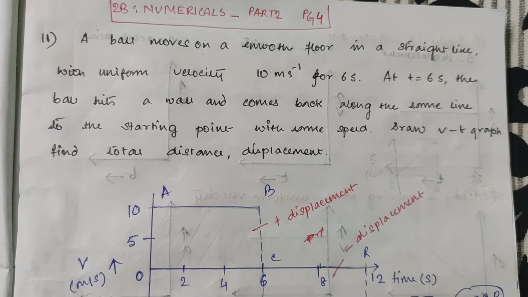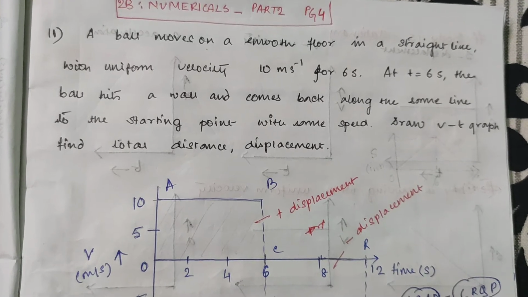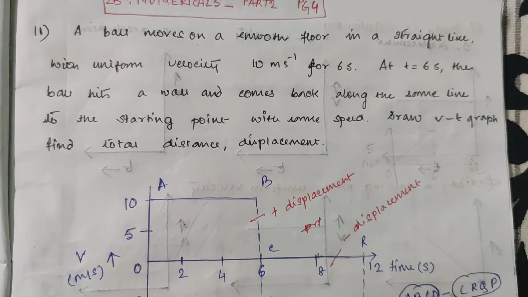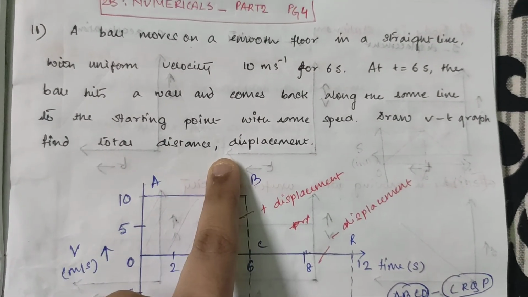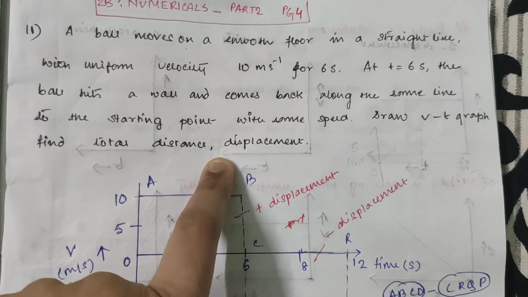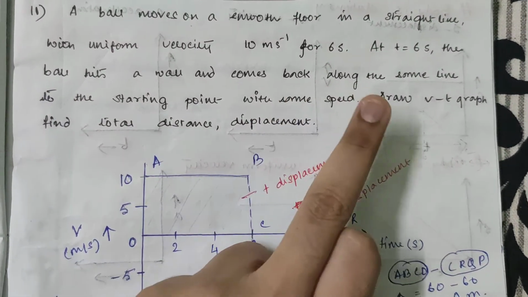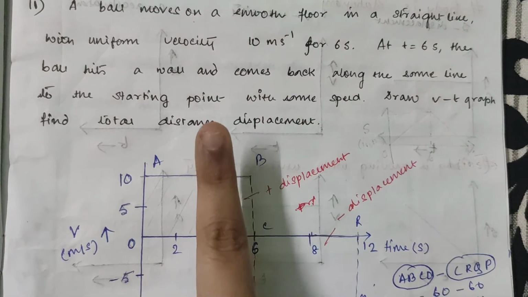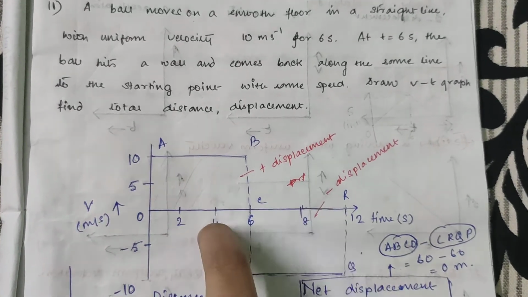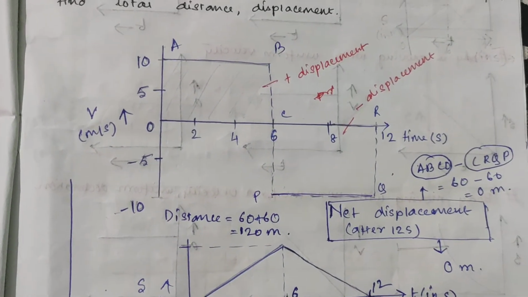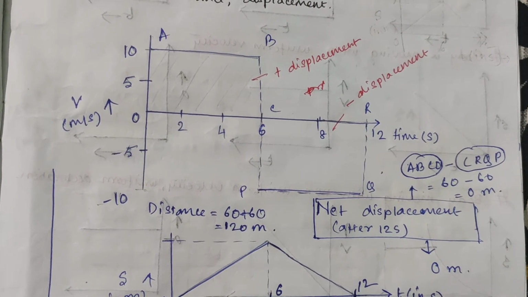Now see this one. A ball moves on a smooth floor in a straight line with uniform velocity 10 meter per second for 6 seconds. Now at t equal to 6 seconds, that means the ball is moving like this. After that, it hits the wall and again bounces back. Then how will we draw the graph of velocity time? If you face any difficulty in drawing the velocity time graph first, we can actually start with the displacement time graph. See the displacement time graph, what will it be?